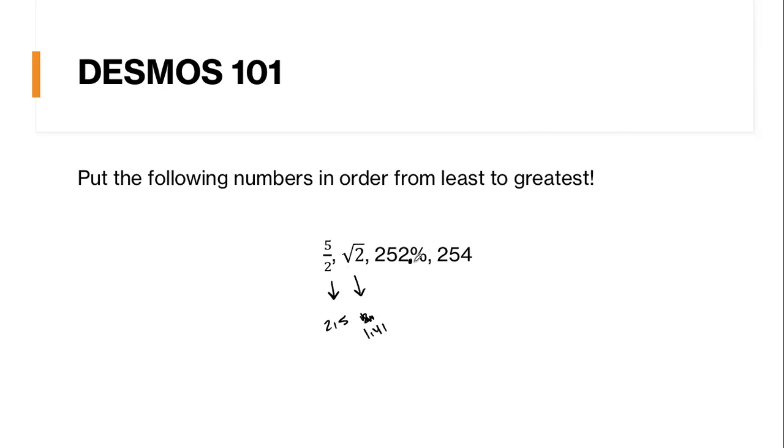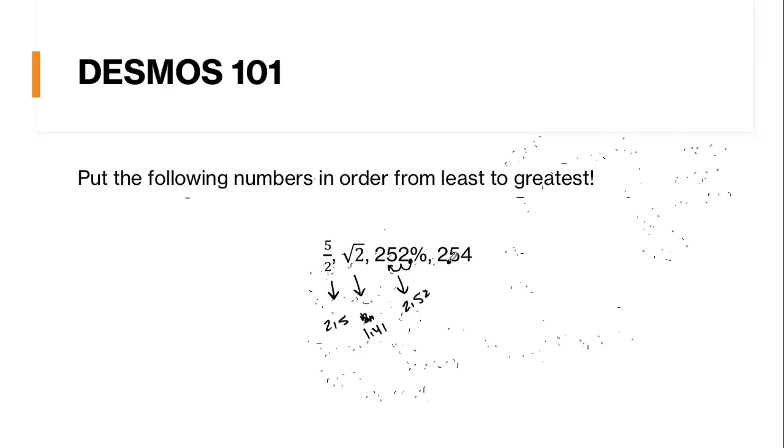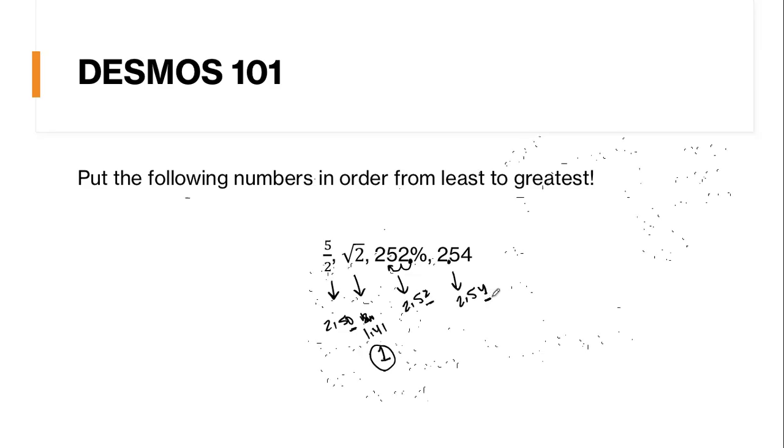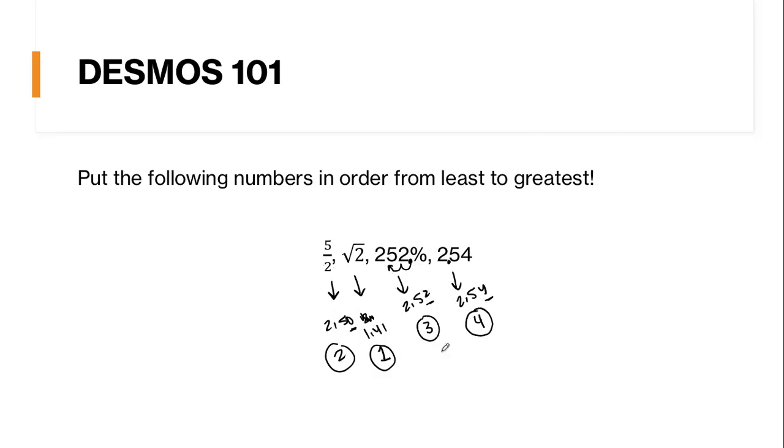252%. To change a percent to a decimal, move 2 places to the left. So 2.52. And this should be 2.54. So if I want to put these in order from least to greatest, the least number would be the 1.41. But to figure out the next number, they all say 2.5, 2.5, 2.5. Well, that means I need to look at the hundredths place. So the next least one would be 2.50, then 2.52, and then 2.54.